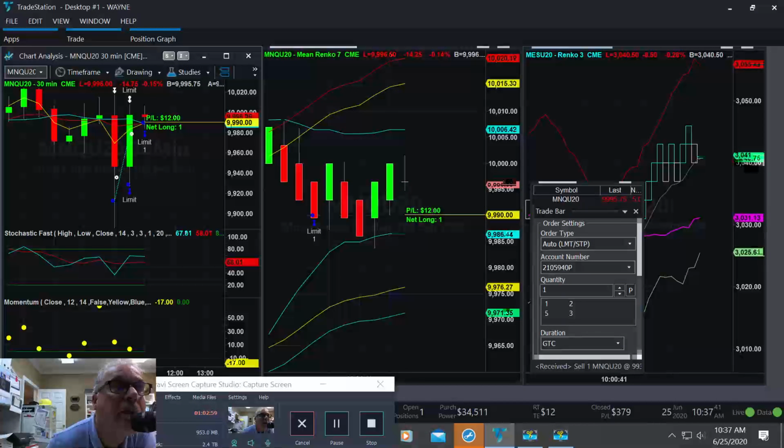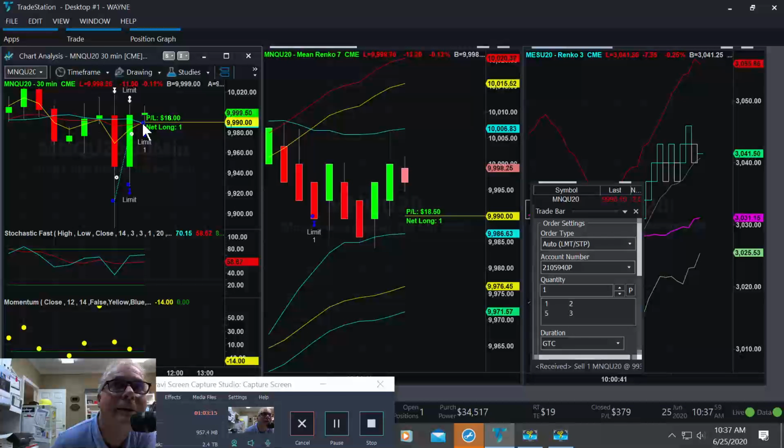Notice the 30-minute alligator line there all together. Looks like a triangle right there with my entry. So that's wild. Has not confirmed yet, but it's close.